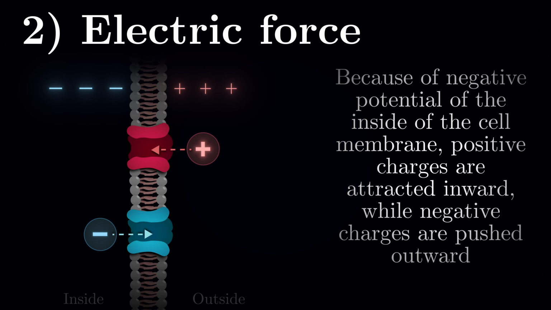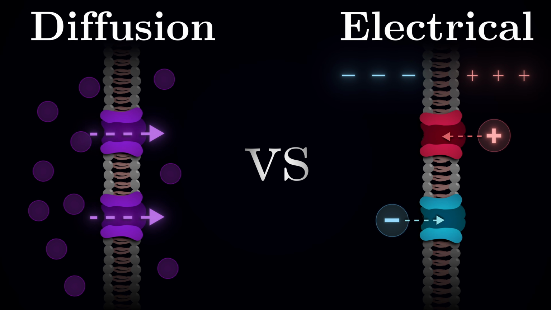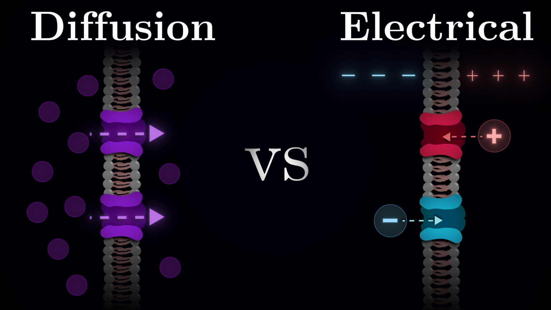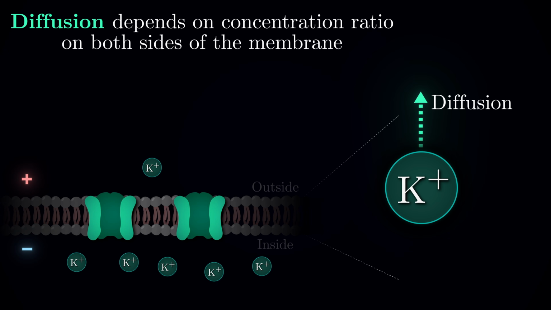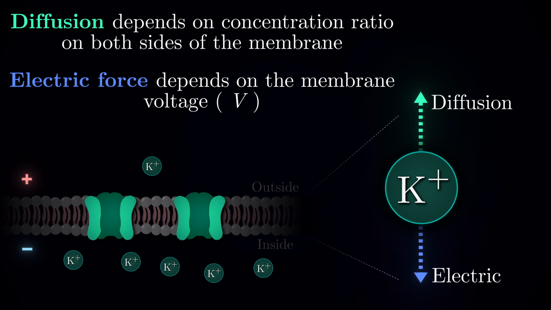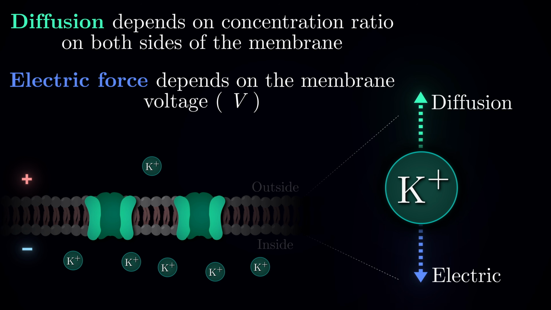Now, here's where it gets interesting. These two forces often oppose each other. Let's take potassium as an example. There are more potassium ions inside the cell than outside, so diffusion tries to push them out. But since potassium is positively charged, it is electrically attracted to flow into the cell to neutralize the excess negative charge. Which force wins depends on both the concentration ratio of ions and the membrane voltage.